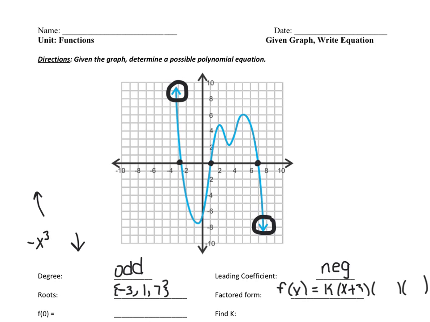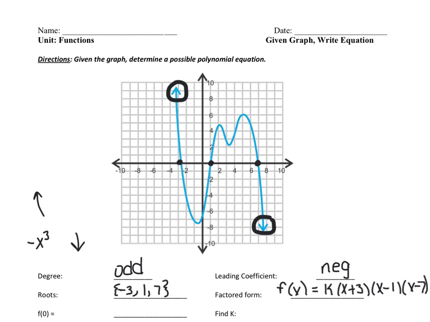So if a root is -3, then in the equation it's going to be x plus 3. And if there's a root of x equals 1, then when I put it into the equation, it's the opposite, x minus 1. And then the same with the 7, so this root is +7, so the equation is x minus 7. So this is your factored form of the equation.